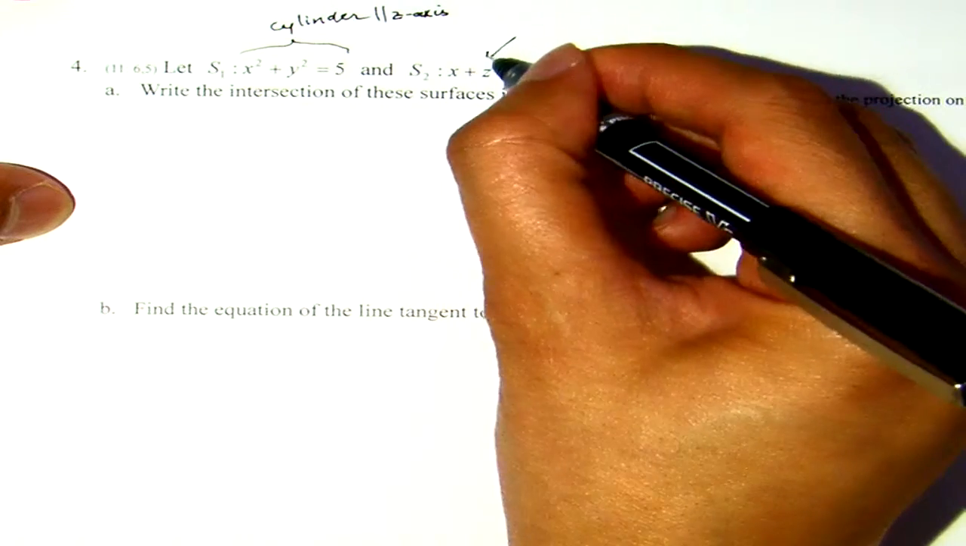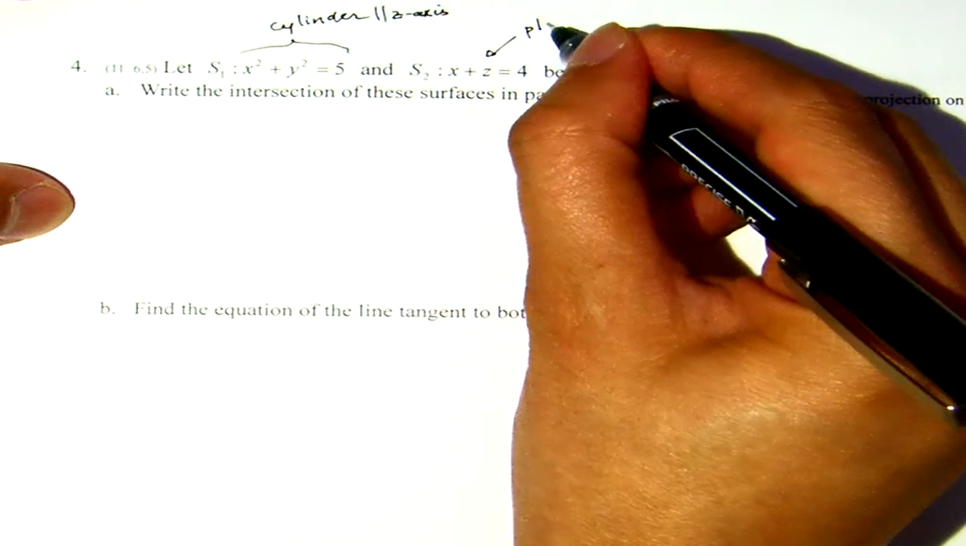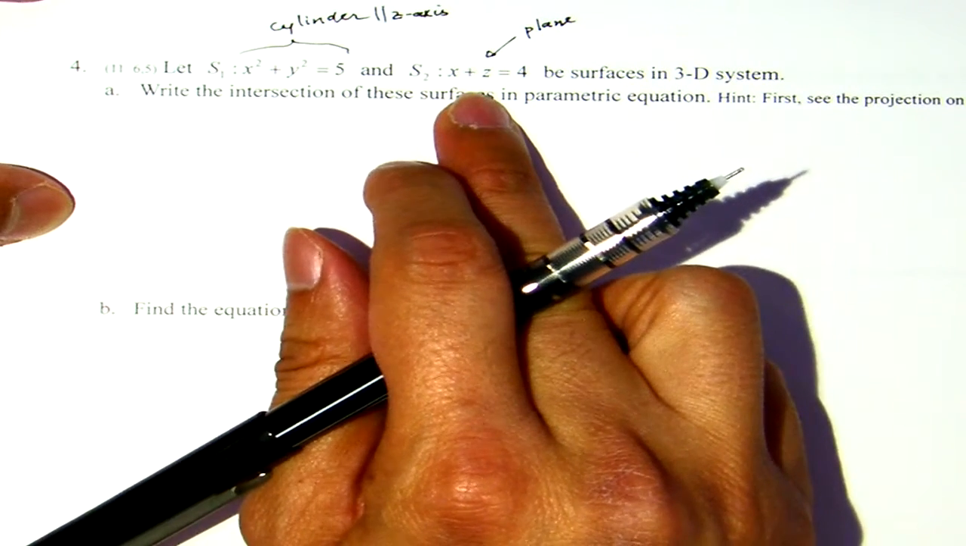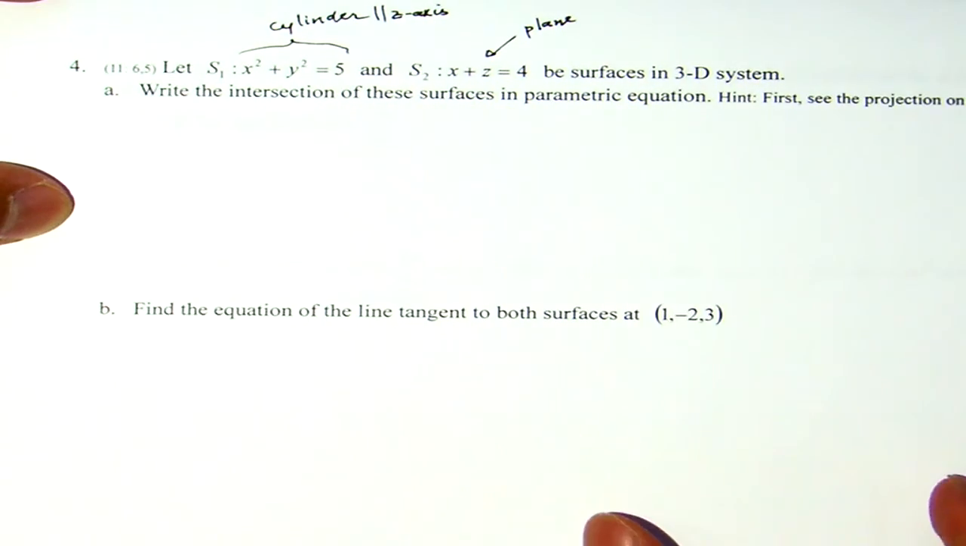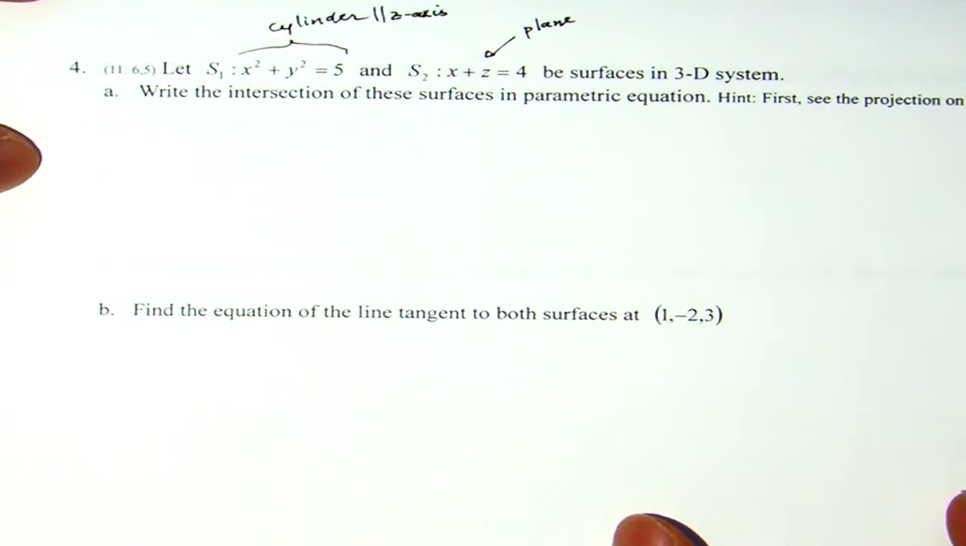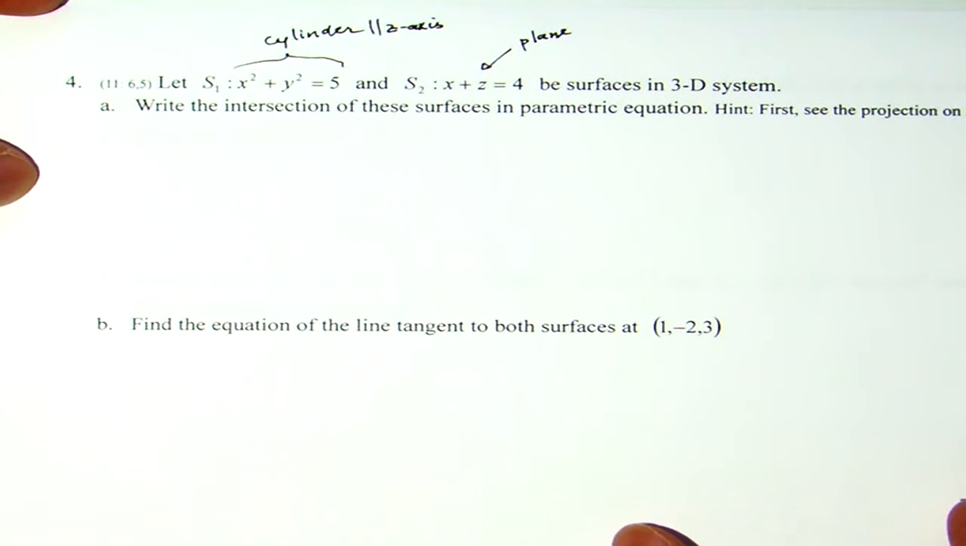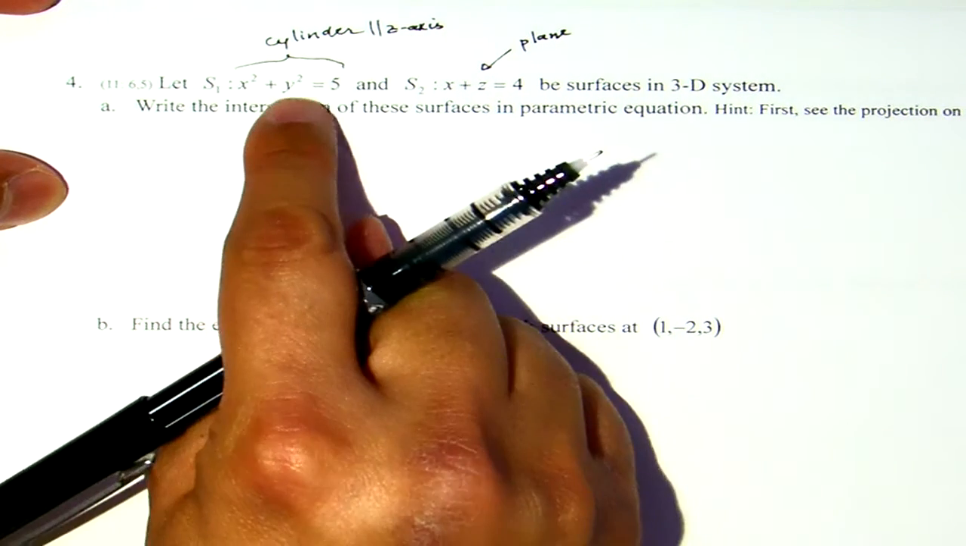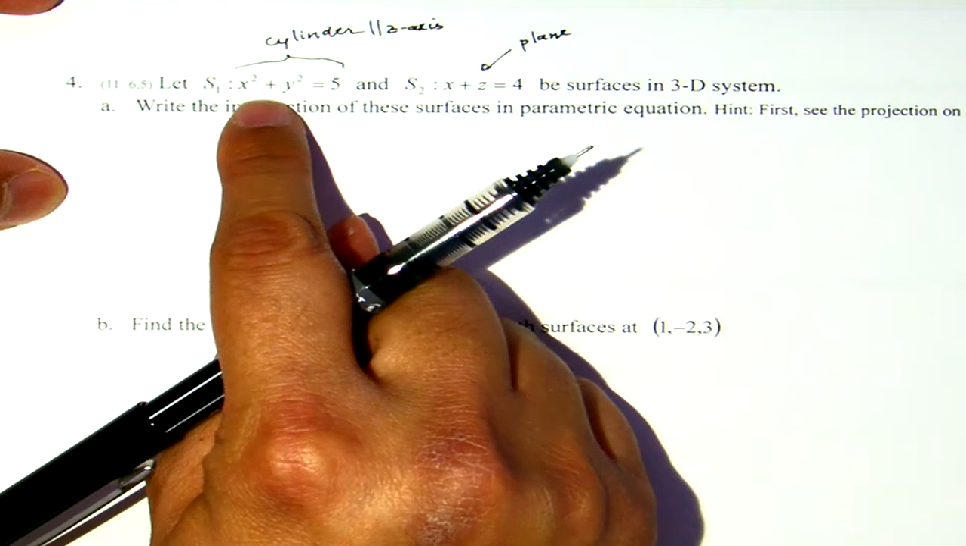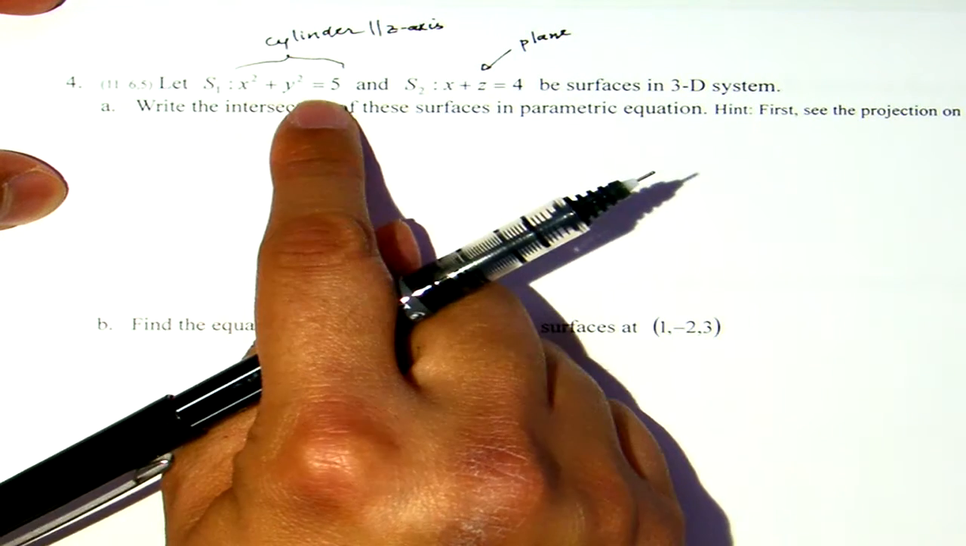and this is a plane, which is also a cylinder because it's missing the y-axis. Now the first question we have is to find the intersection of those surfaces in parametric equation. The one we will use first of all is the one parallel to the z-axis.